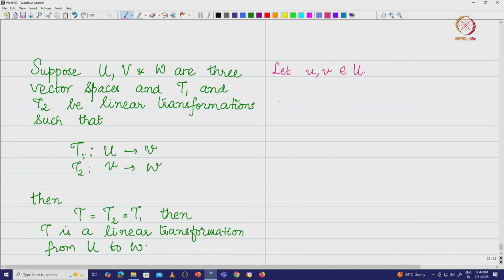Now I want to look at the linear transformation of u plus v. This is nothing but the transformation T2 applied on T1 of u plus v, which is nothing but T2 of, since T1 is a linear transformation, I am going to write this as T1 of u plus T1 of v.